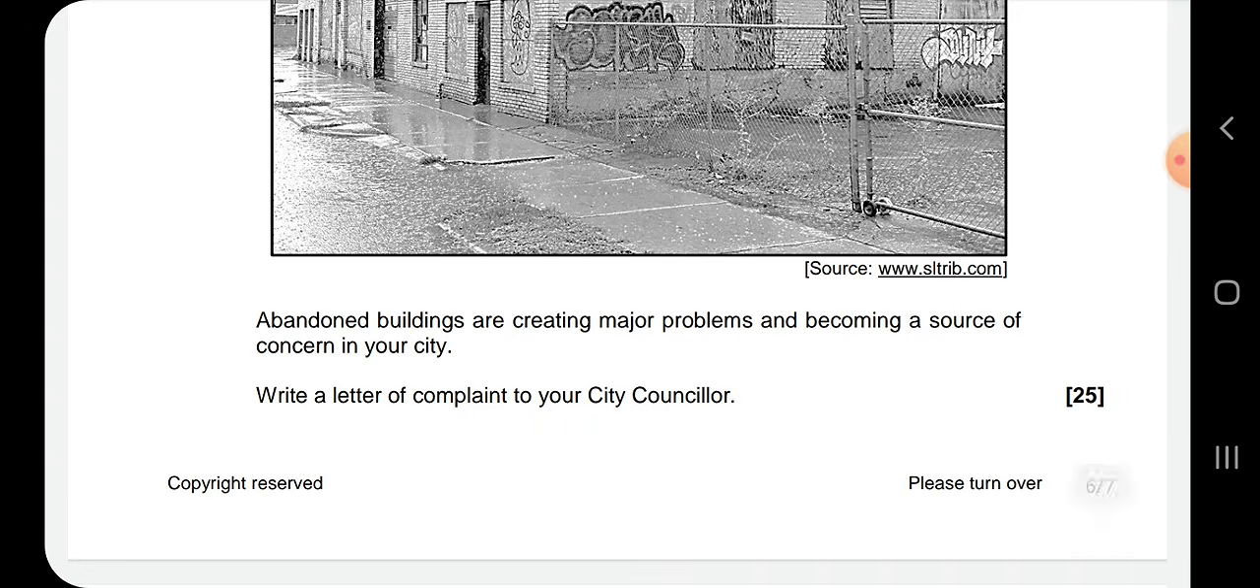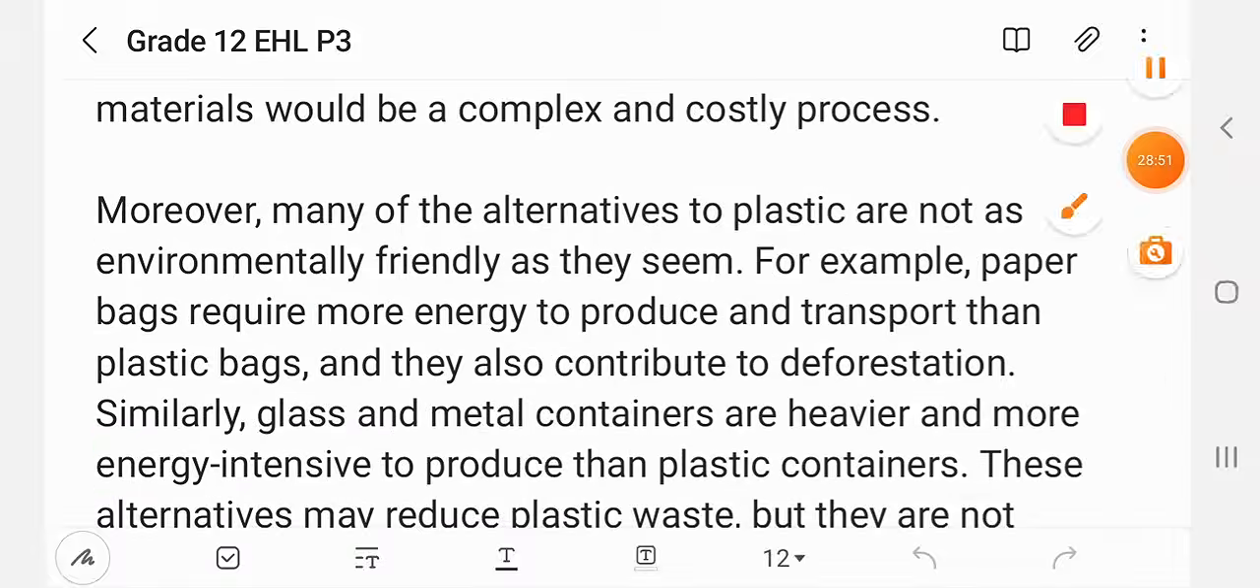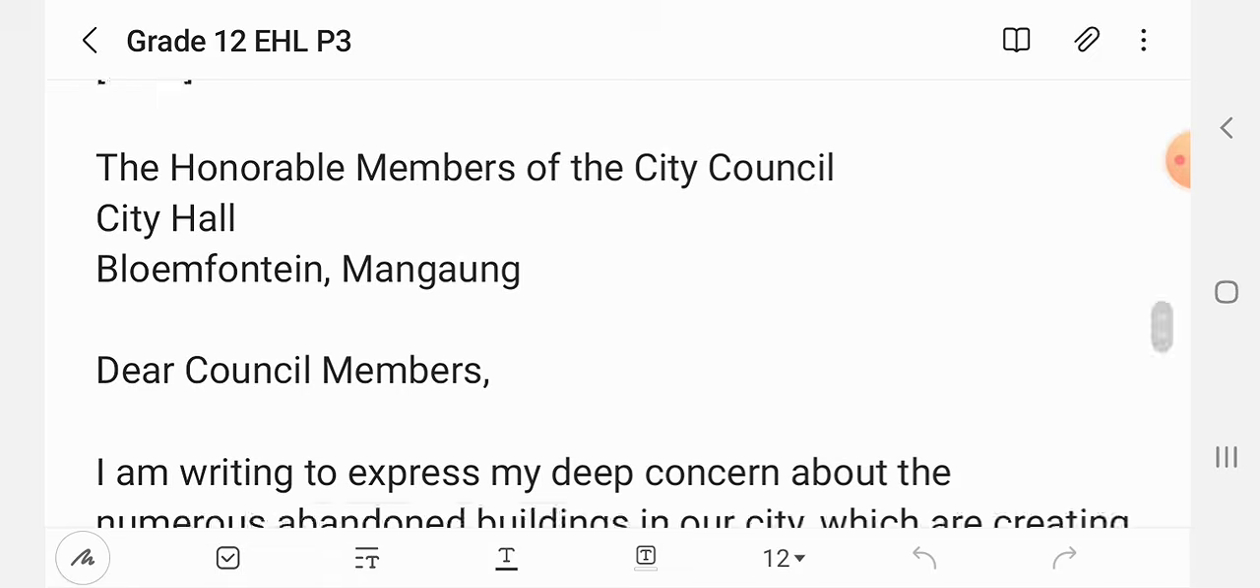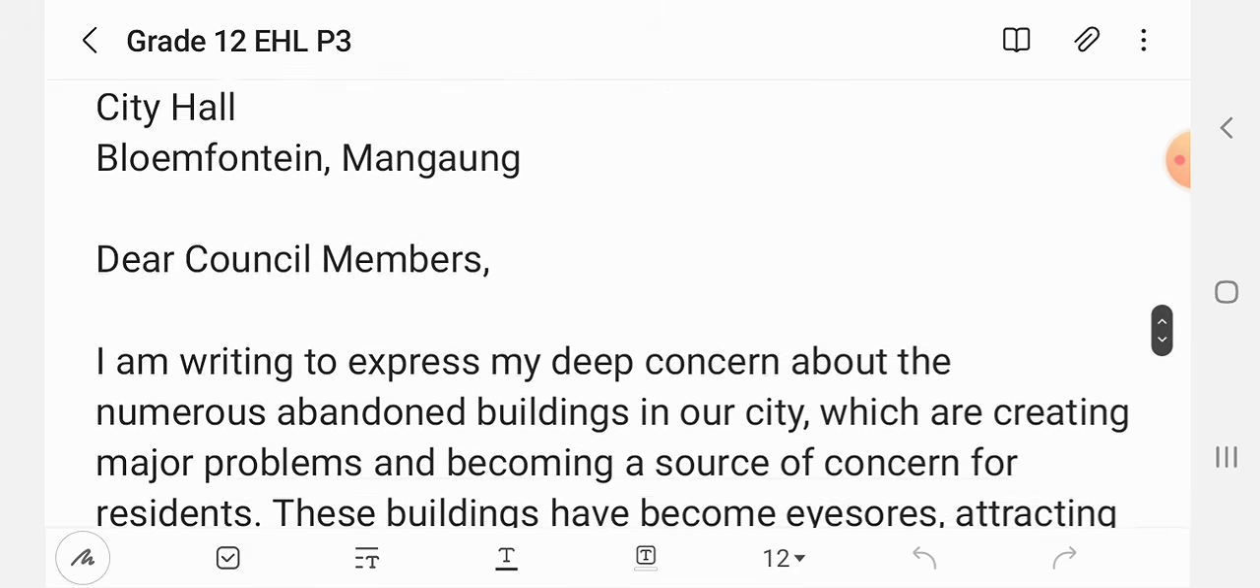Abandoned buildings are creating major problems and becoming a source of concern in your city. Write a letter of complaint to your city council. So I've told you that on your right hand side at the top you write your own heading and the date, and then on your left hand side you write the address of the person you are sending the letter to.